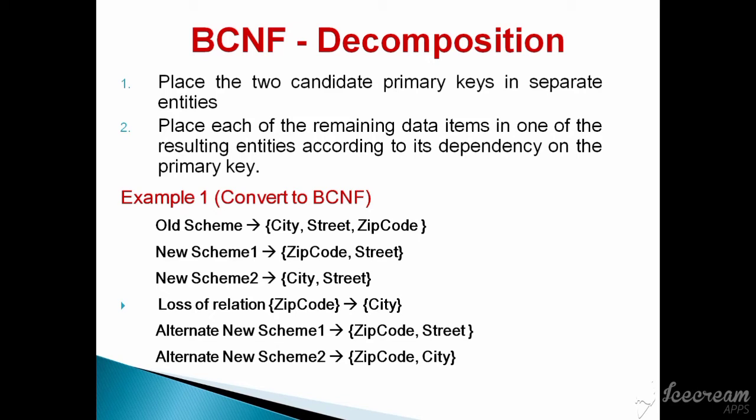For this, the remaining data of the one resulting entity is placed according to its dependency on the primary key. So we convert the old scheme into BCNF as two other tables, new scheme 1 and new scheme 2. These are in BCNF.